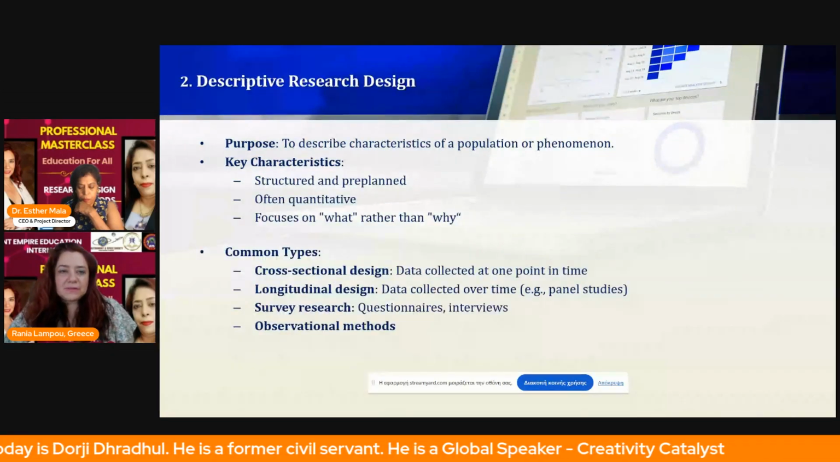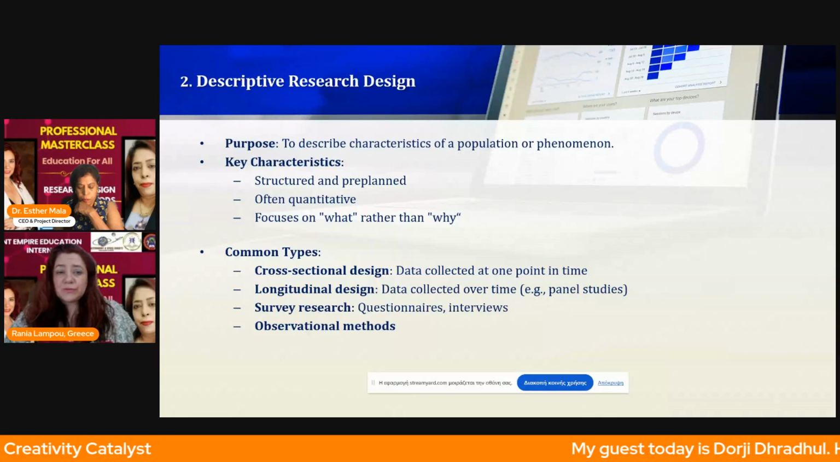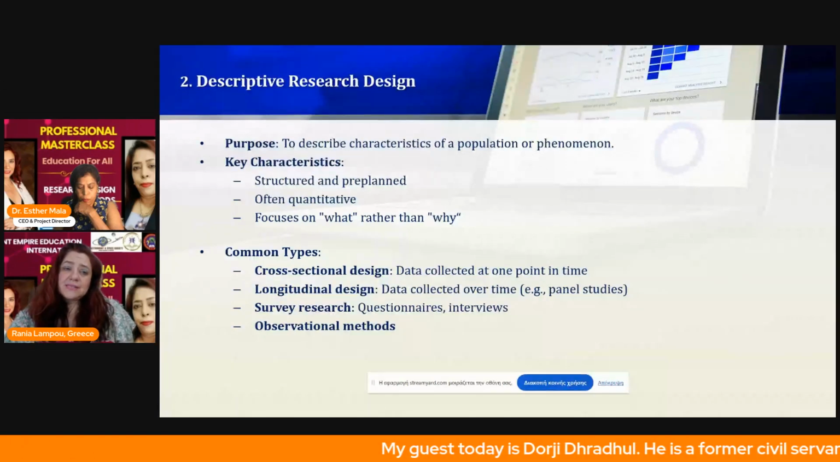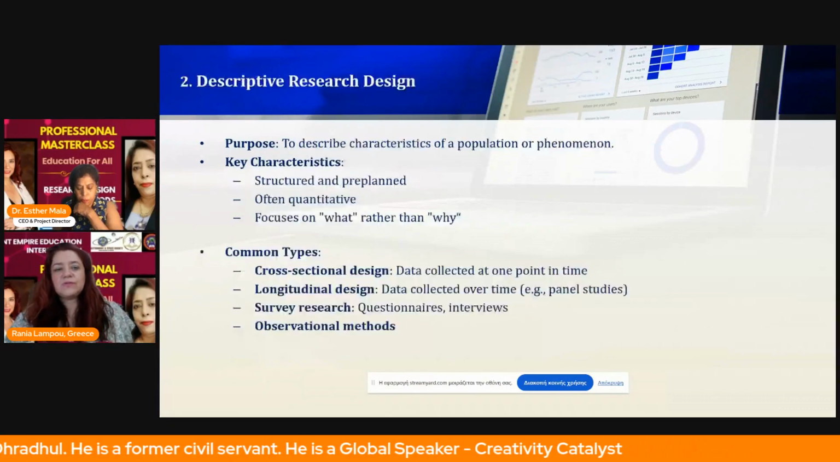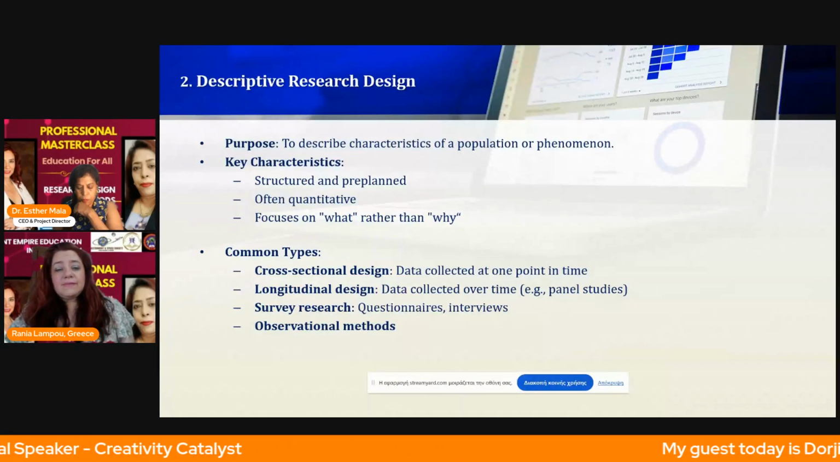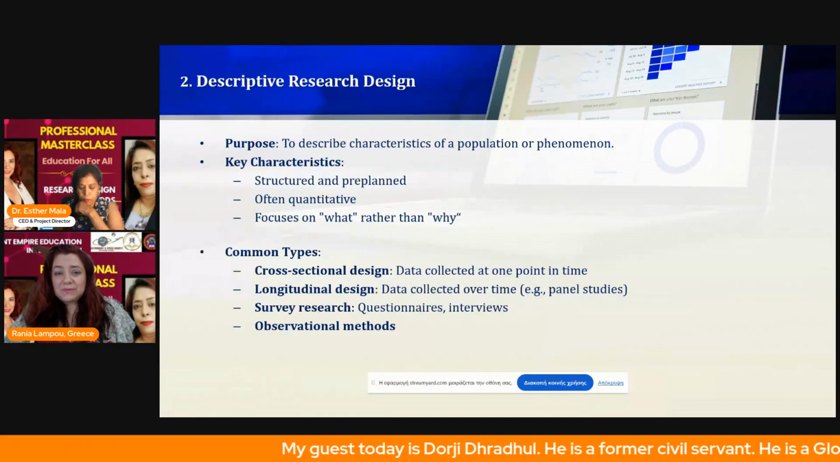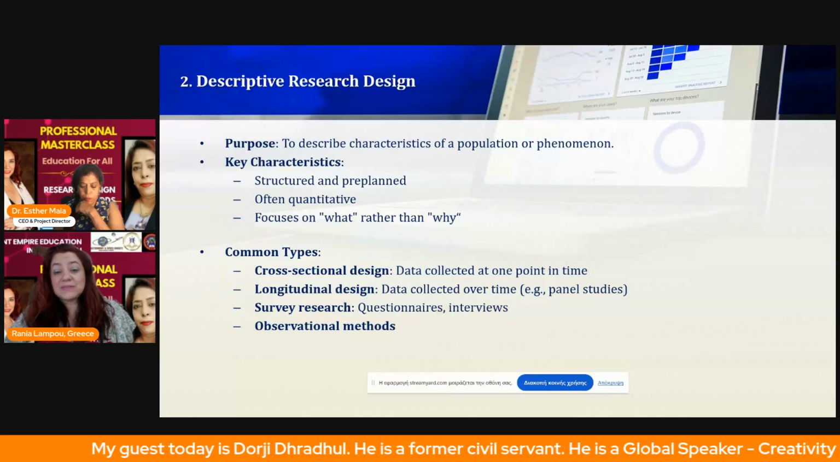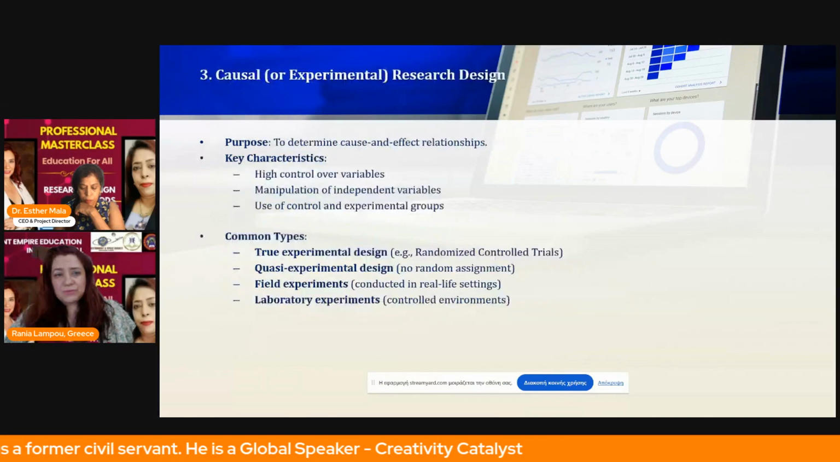The second type of research design is what we call descriptive research design. Our goal here is to describe characteristics of a population or phenomenon. So the key features are that this design is structured and pre-planned, and is often quantitative, not qualitative. We have seen that exploratory is qualitative in nature, here it is often quantitative. It focuses on what rather than why. And the common types are the cross-sectional design. What is this? When data is collected at one point in time. Longitudinal design. What is this? When data are collected over time. Survey research and observational methods.